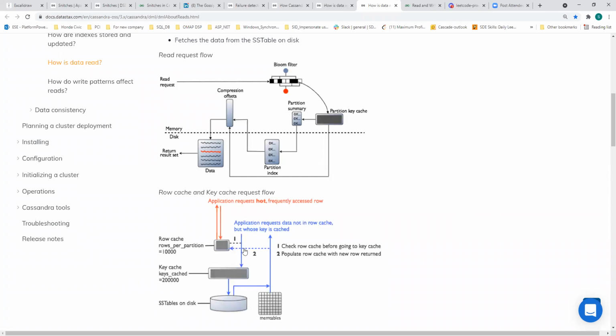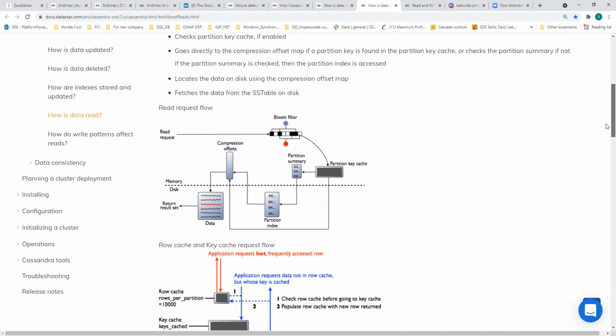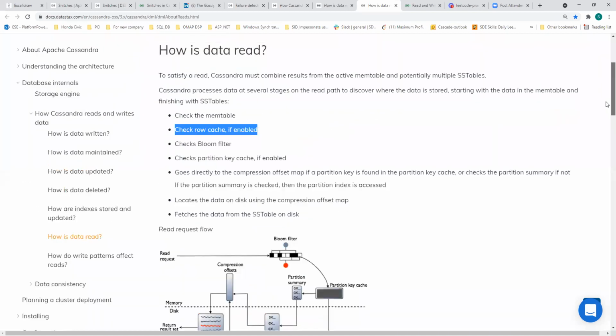Now in that case also, if the data of the same key is updated, it will be invalidated, right? And then for the next read, it will have a cache miss, and then it will pick up from the respective memtable or the SSTable. Okay, so that is the way the row cache will be handled.